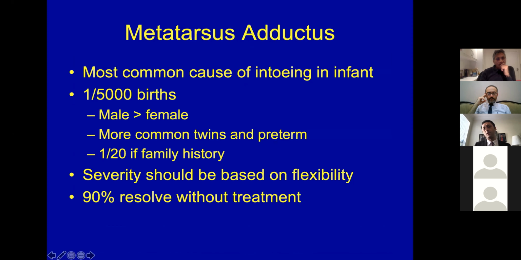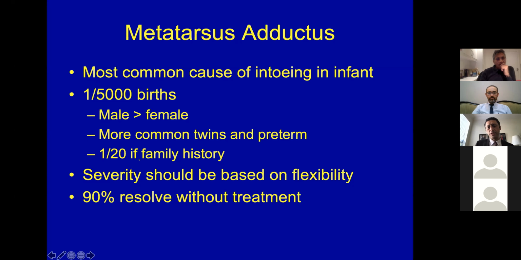But most likely, with the internal or malrotational deformities of the lower extremity, metatarsus adductus is the most common one contributing to the appearance of in-toeing gait. But actually it is not the tibia, it is not the femur, it's just the foot that is deformed. Metatarsus adductus is the most common cause of in-toeing in infants, representing around 1 in every 5,000 births. It's more common in males than females, more common in twins and preterm babies, with around 1 in 20 having a family history.